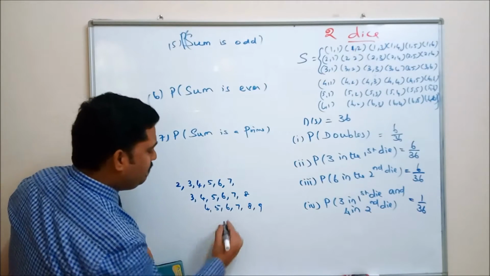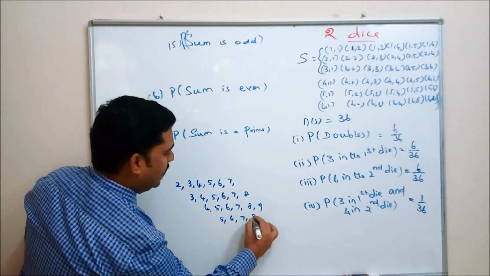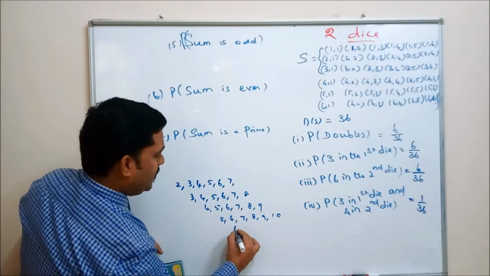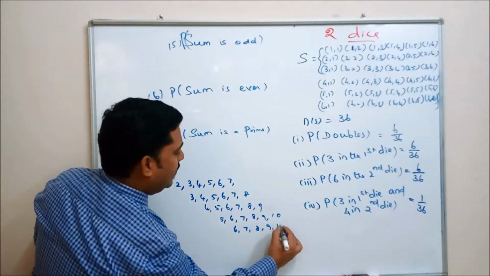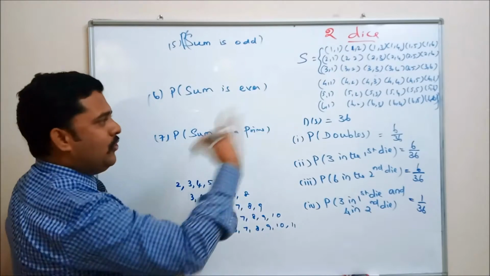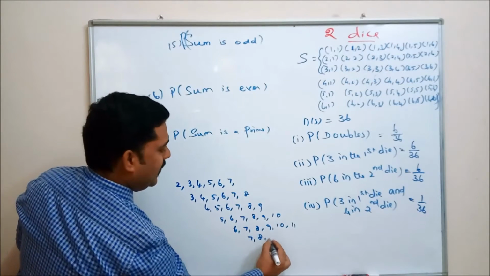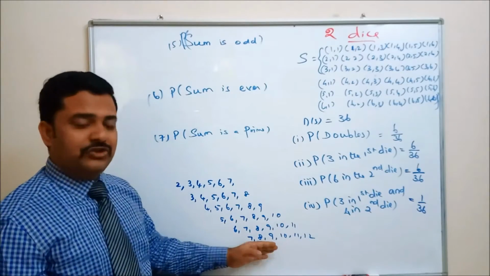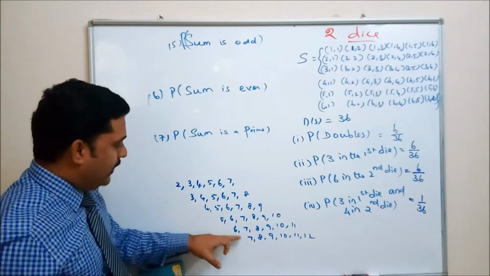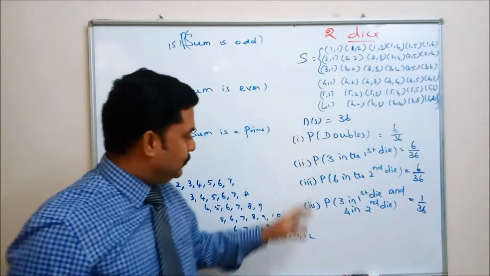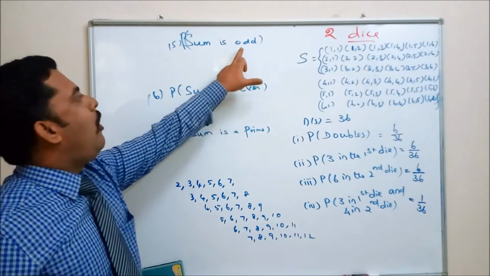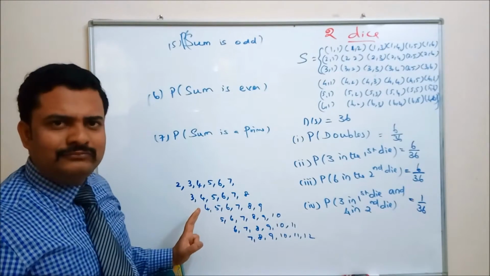Go for the next: 5, 6, 7, 8, 9, 10. Next: 6, 7, 8, 9, 10, 11. Next: 7, 8, 9, 10, 11, 12. With this it is finished, right? 1, 2, 3, 4, 5, 6. We have only 6 rows. So it's finished. How many odd numbers are there?